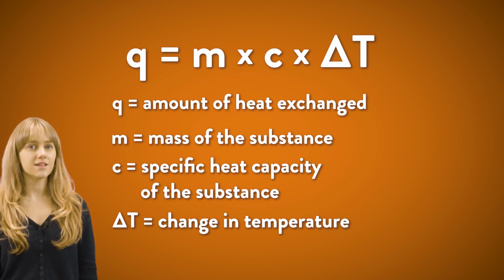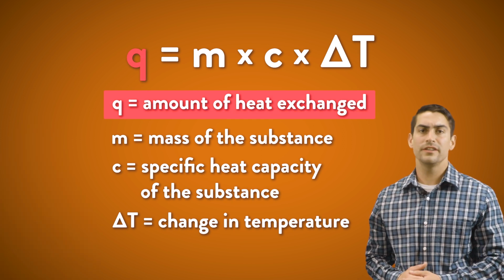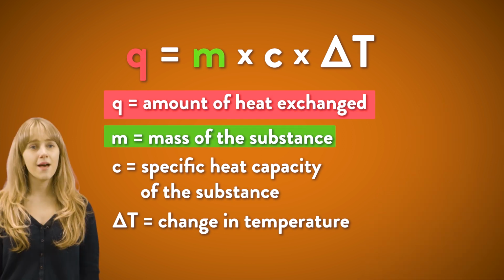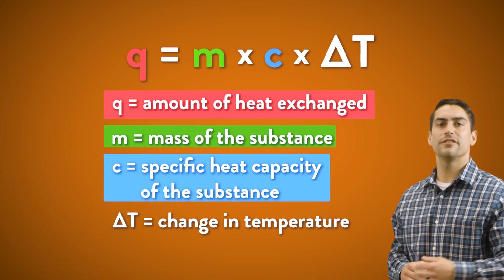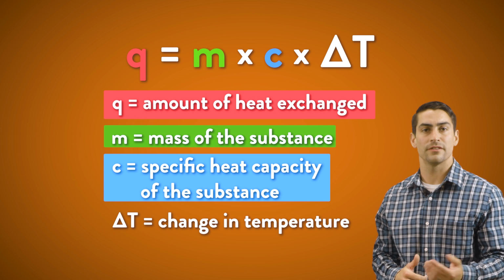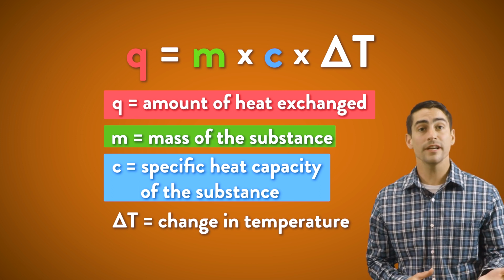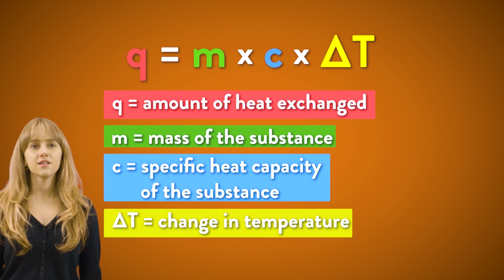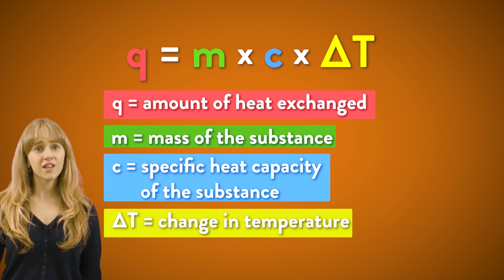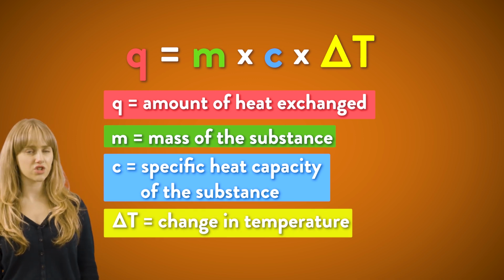Let's start here. Q equals M times C times delta T. Q is the amount of heat exchanged. M is the mass of the substance, and it should be in grams. C is the specific heat capacity of the substance. How are you going to know what that is? They're going to tell you. It's a given, and it should be in joules per gram. And delta T is the change in temperature. That triangle-y thing is called delta. It means change. So, take what you know, plug it into the formula, and find out what you don't know.